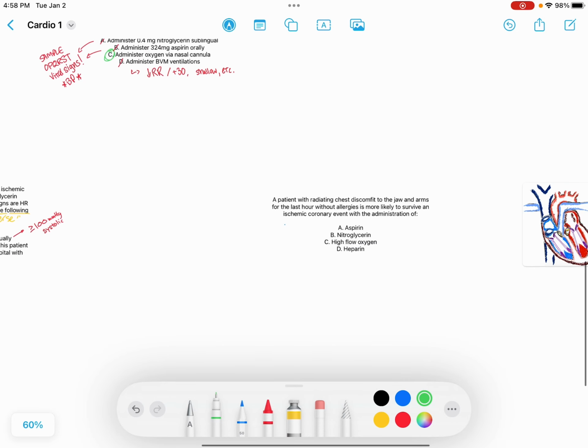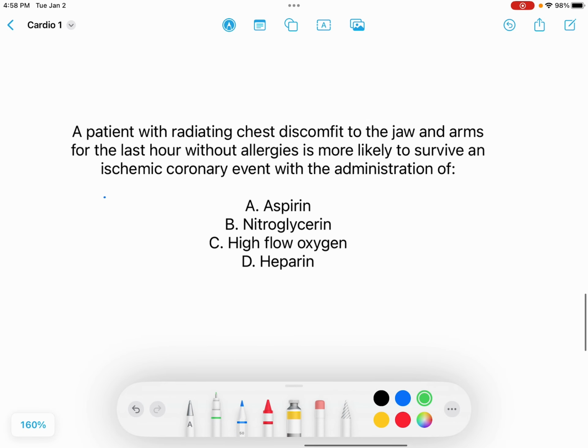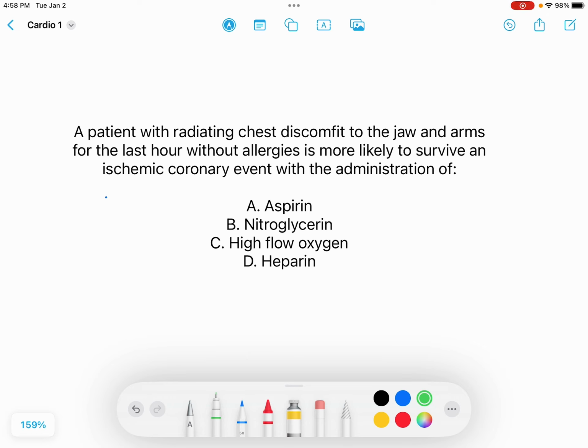All right, final question here. A patient with radiating chest discomfort to the jaws and arms for the last hour without allergies is more likely to survive an ischemic coronary event with the administration of A, aspirin, B, nitroglycerin, C, high-flow oxygen, or D, heparin. Take a moment, think of your answer. And A is going to be our best answer.